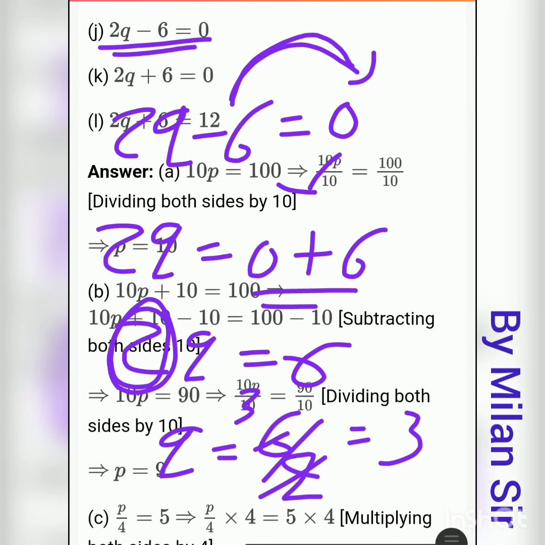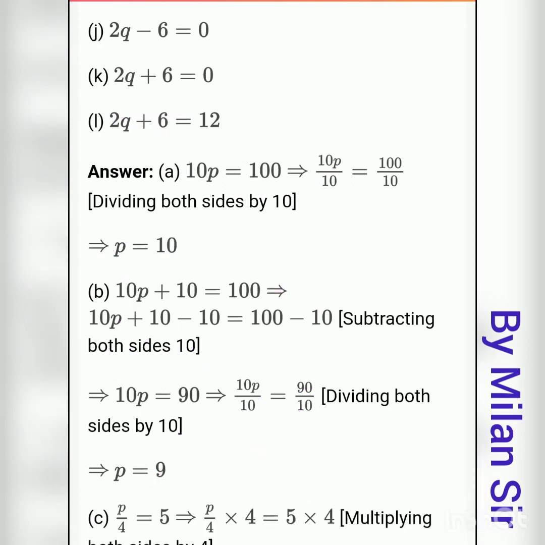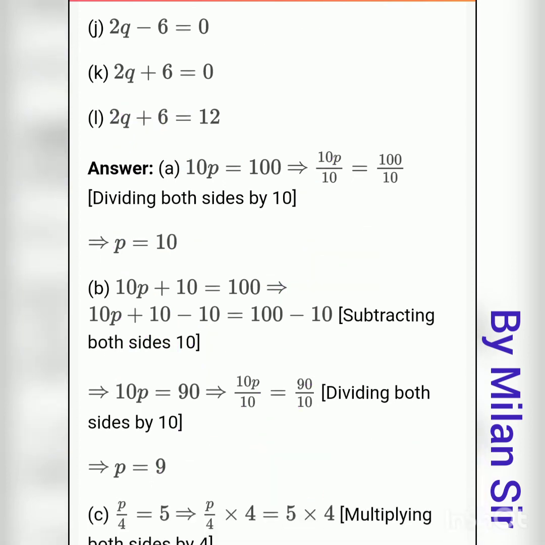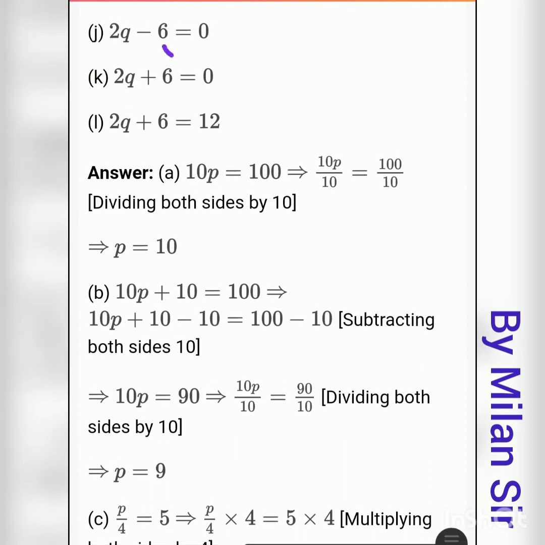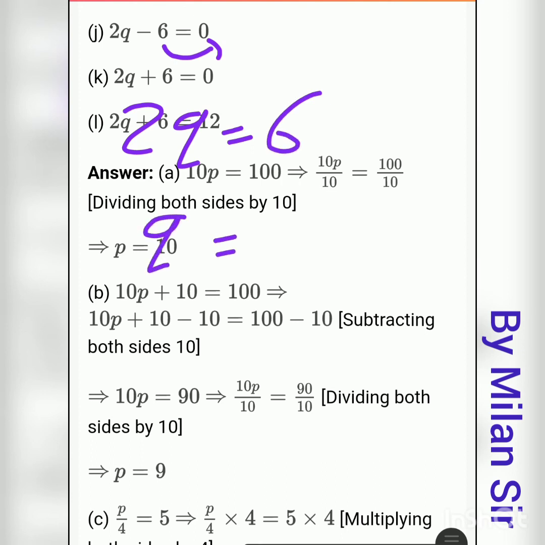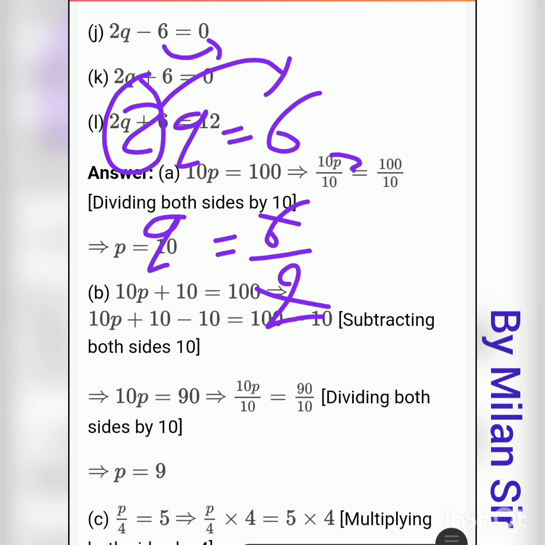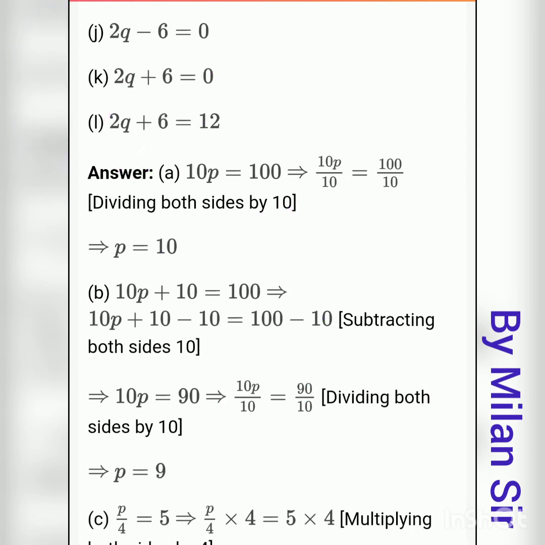Again, first of all we need to transfer this minus 6 to the right hand side. It becomes plus 6. So 2q is equal to 6. Now we need to find the value of q. So transfer this 2 to the right hand side. Right now it is in multiplication; here it goes to division. So 2 3s are 6. q is equal to 3.